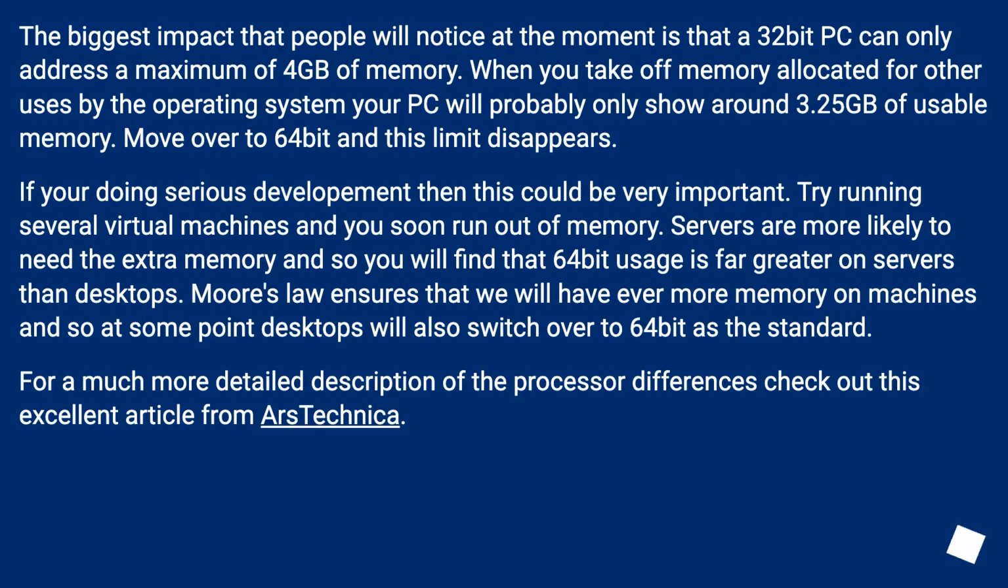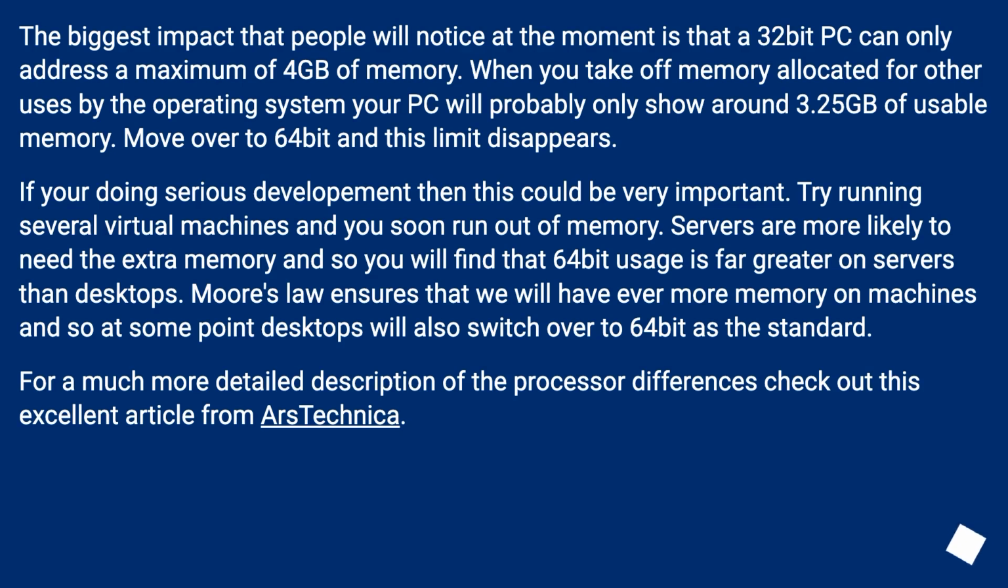The biggest impact that people will notice at the moment is that a 32-bit PC can only address a maximum of 4 GB of memory. When you take off memory allocated for other uses by the operating system, your PC will probably only show around 3.25 GB of usable memory. Move over to 64-bit and this limit disappears. If you're doing serious development, then this could be very important.